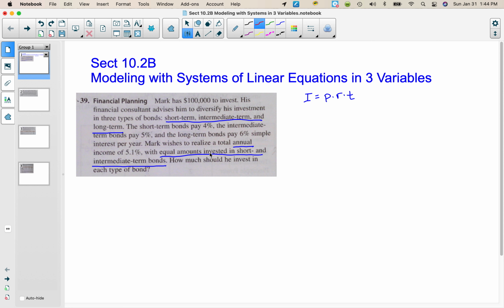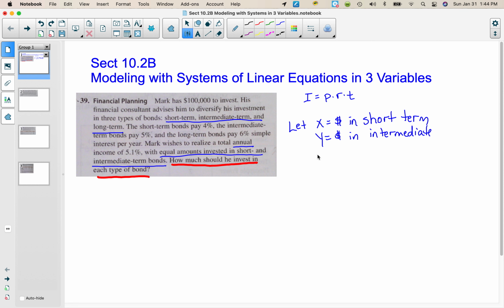Now remember, we always look to this last part to find our question. So that's how we're going to define our variables. I'm going to let X equal the amount of money in short term, Y equal the money in the intermediate term bond, and Z be the money in the long-term bond.